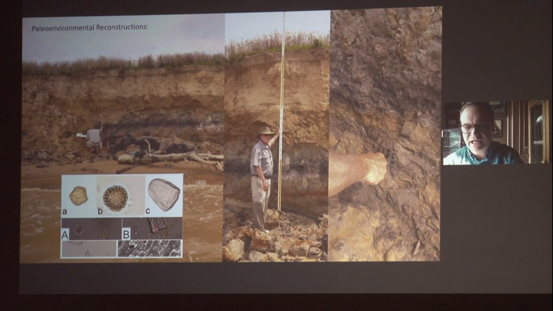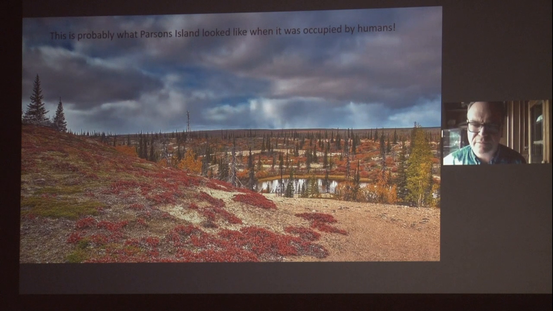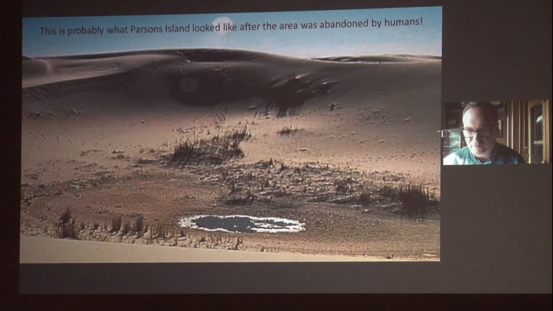And there are buried landscapes that extend back about 40,000 years to the south of where the site locality is. This is probably what Parsons Isle looked like when it was occupied by humans, maybe with a little bit more grass. It was an aeolian landscape that had been stabilized. And there were some interdunal ponds. However, after the folks abandoned that landscape, the dunes reactivated, or the landscape got pelted by loess as well. So that's when a lot of those artifacts got polished.